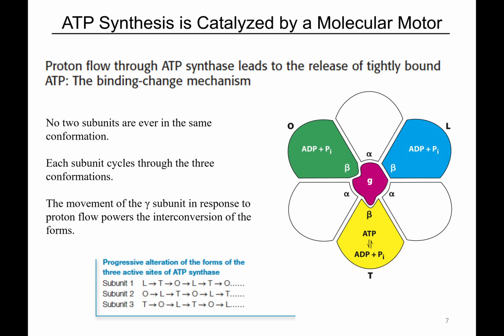Yes? So is that why it makes sense that L would be to the right of T?